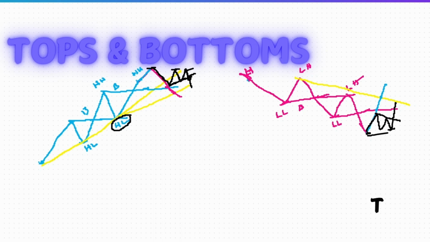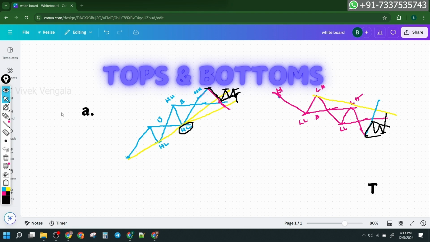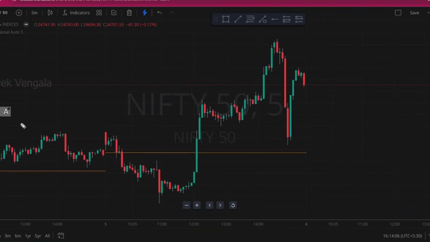I hope you are understanding these concepts, and let's check it in the chart quickly. I am going to erase this and I'll show you on the chart. Let me take a screenshot so that we can reference this later. Okay, let's check the charts. This is today's Nifty price action.